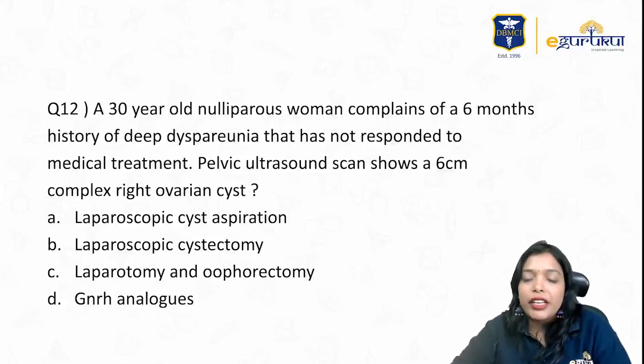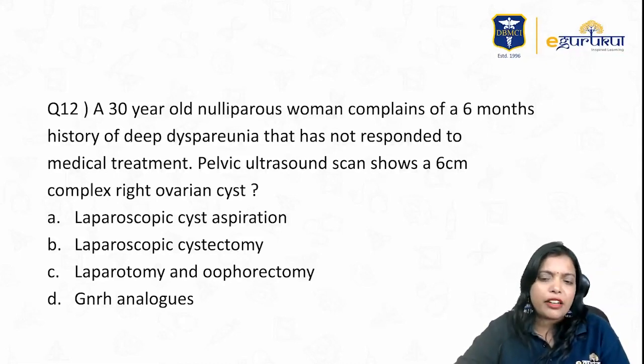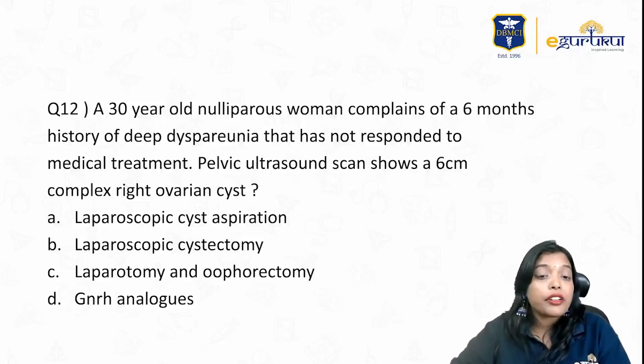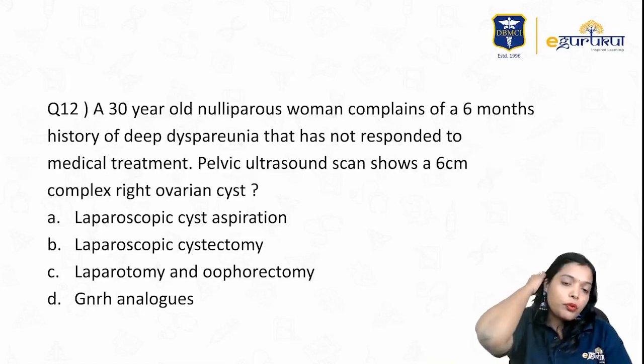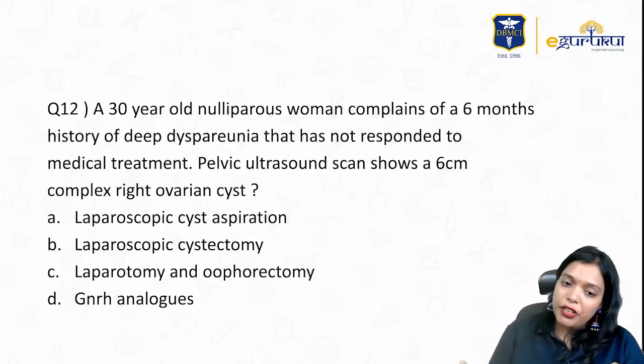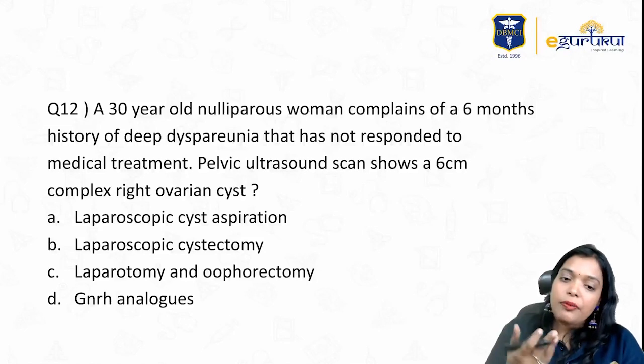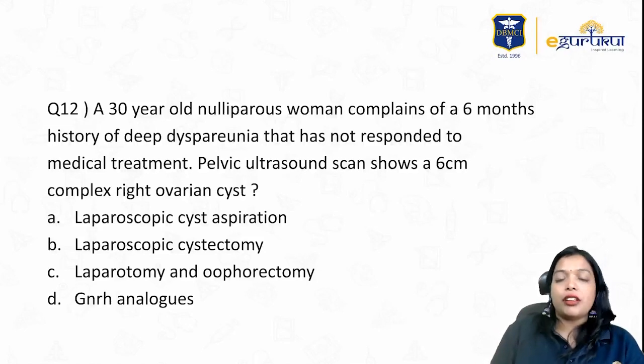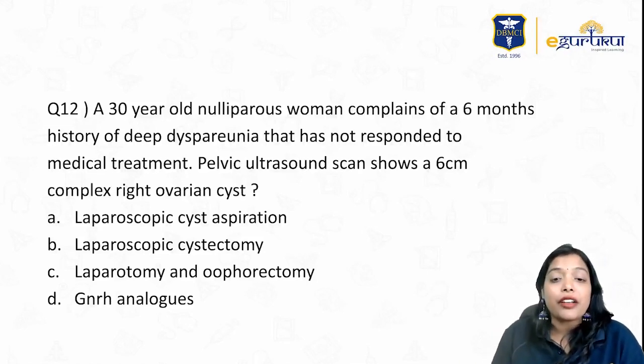A 30-year-old nulliparous woman complains of 6 months history of deep dyspareunia that has not responded to medical treatment. Pelvic ultrasound scan shows a 6 centimeter complex right ovarian cyst. What is the management you want to do for her? Laparoscopic cyst aspiration, laparoscopic cystectomy, laparotomy and oophorectomy, GnRH analogs. So what is your diagnosis here?